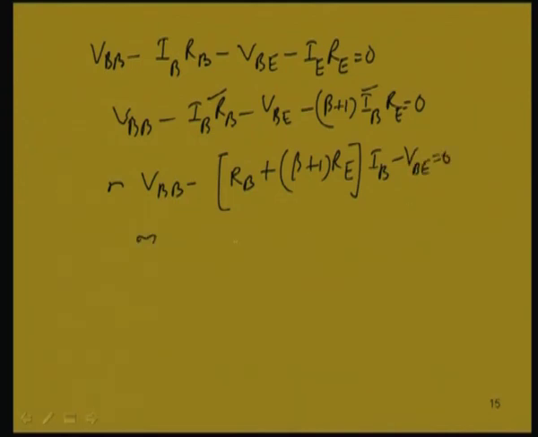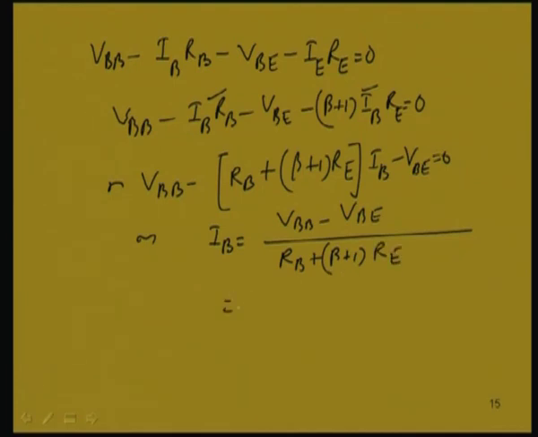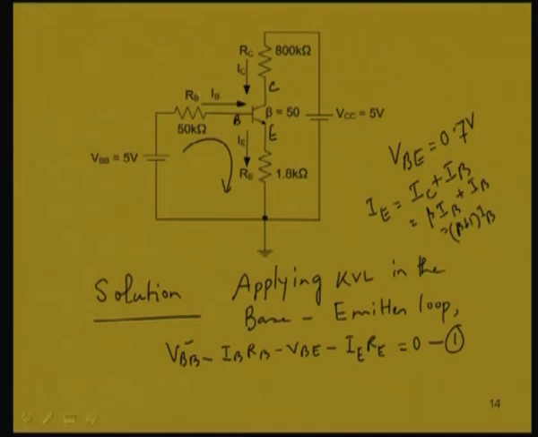So, we can very well find out what is the value of IB by simplification, which is equal to VBB minus VBE divided by RB plus beta plus 1 into RE. This is the value of IB. Now, replacing all the values, VBB is given as 5 volt, VBE is 0.7, divided by RB value, RB is 50k ohm and RE is 1.8k.